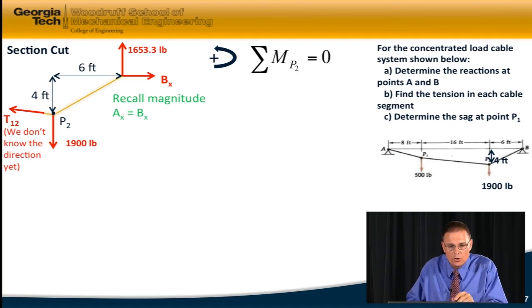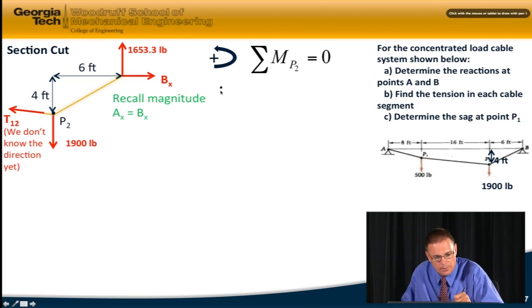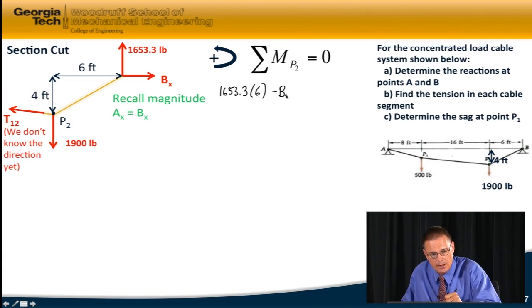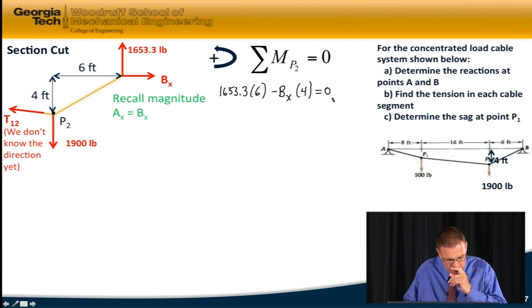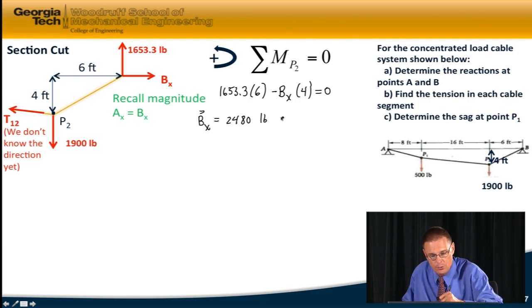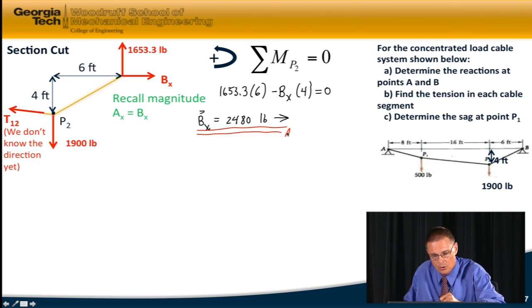Okay, what you should have said was you're going to sum moments about P2. By summing moments about P2, I'll be able to solve for Bx directly. So let's do that. I've got the 1,653.3 pound force times its moment arm, which is 6, minus Bx times its moment arm, which is 4, equals 0. And so I can solve for Bx, which is 2480 pounds, and it will be positive, so it's to the right. And so there's another one of my external reactions.